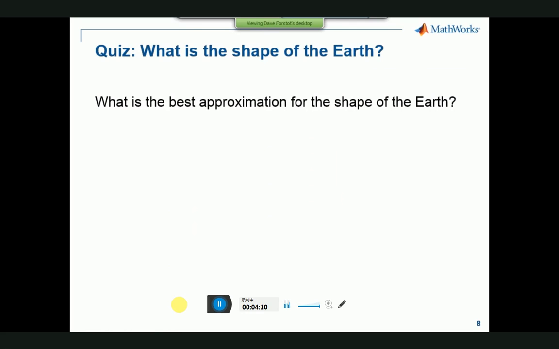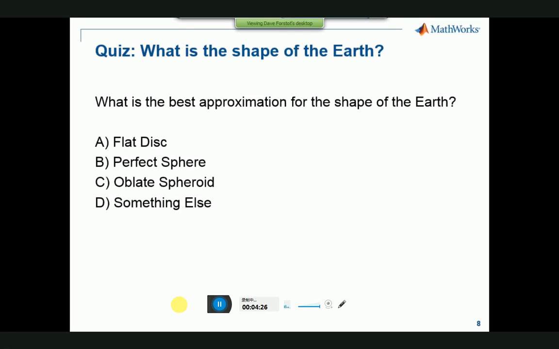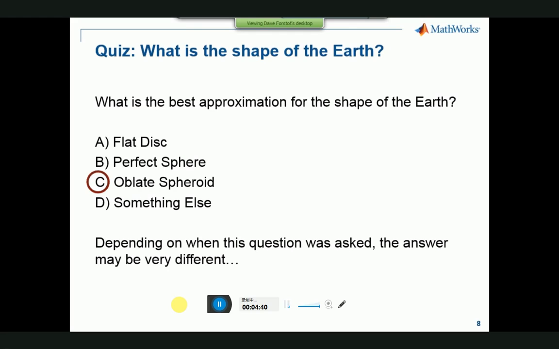This is the first quiz for today. There is no partial credit. What's the best approximation for the shape of the Earth? Is it a flat disk, a perfect sphere, an oblate spheroid, or something else? Now, in general, we're okay with that oblate spheroid, and that's particular to now. I'm pretty sure if we asked this question maybe several hundred years BC, we'd get a different answer. But even as far as 200 years BC, we had a pretty good understanding about the shape of the Earth.